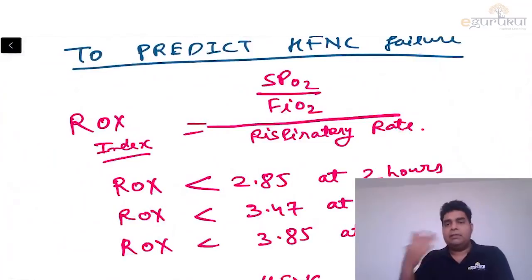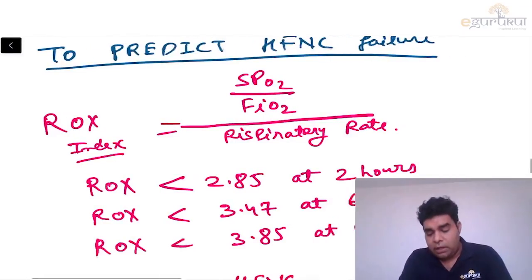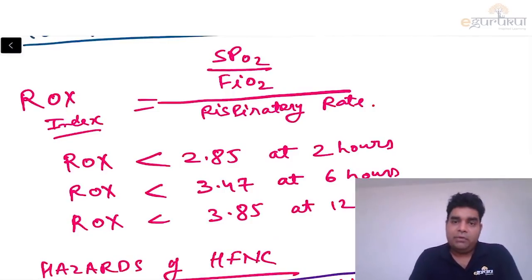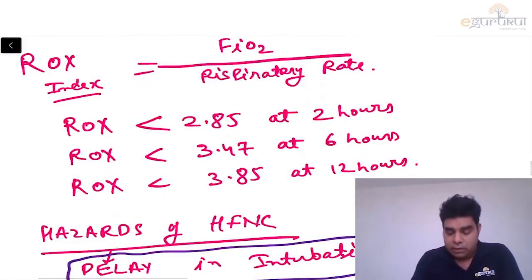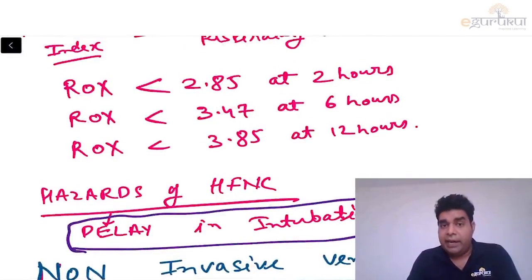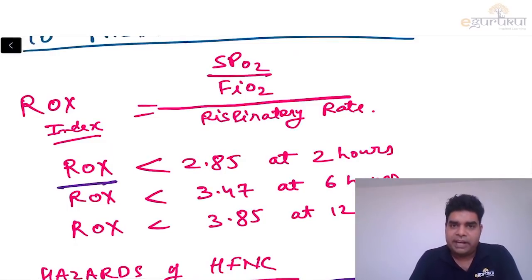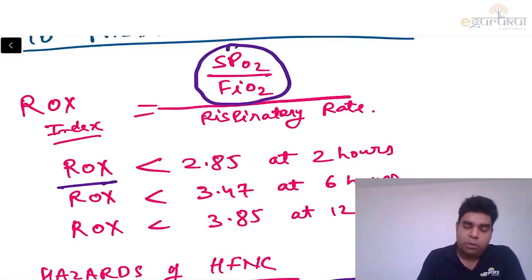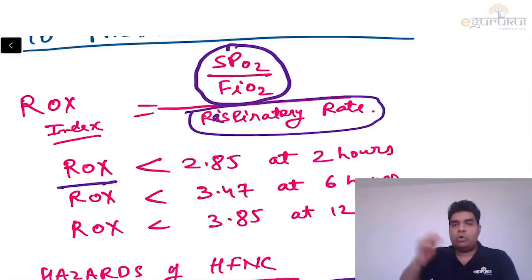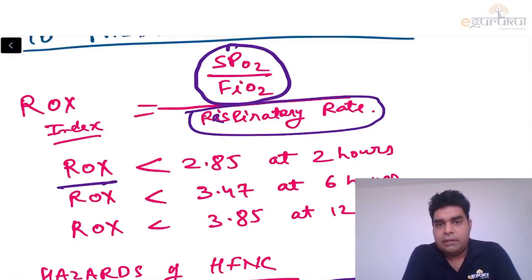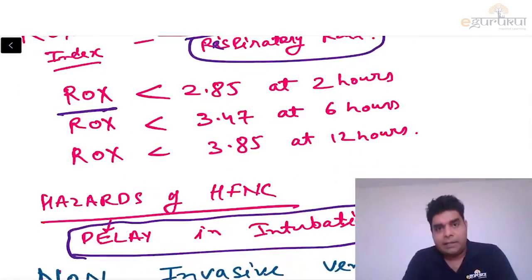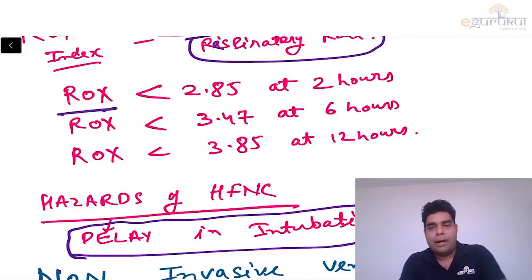So how to predict high flow nasal cannula failure? Because if we do not detect it, then we can delay the invasive process, we can delay the other methods, and we can delay the intubation. So to detect it, we use the ROX index. How do we calculate the ROX index? Very simple. SpO2 by FiO2 we put in the numerator, and in the denominator we put respiratory rate. So SpO2/FiO2 divided by respiratory rate, this is the ROX index. Now, if the ROX index is less than 2.85 at 2 hours, it indicates that we should change from high flow nasal cannula to another method.